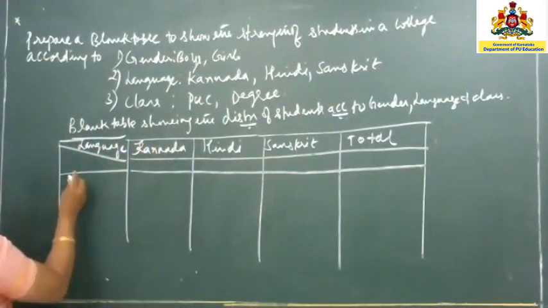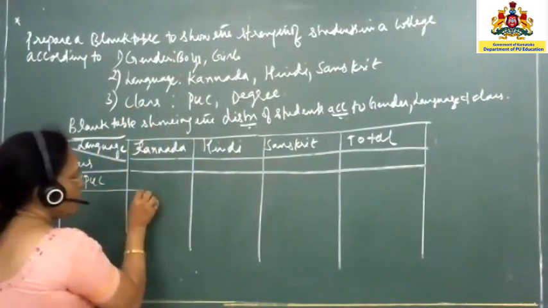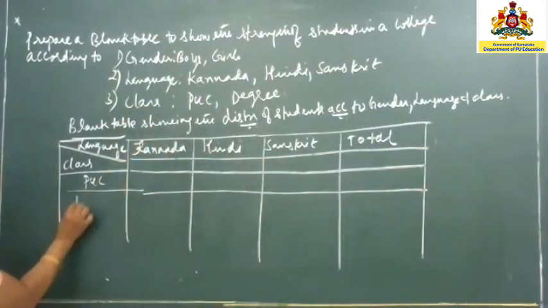Now this way it is rows. So what is that one? The class I can take now. So what are the two classes you have? One is PUC. Another one is what? Degree.